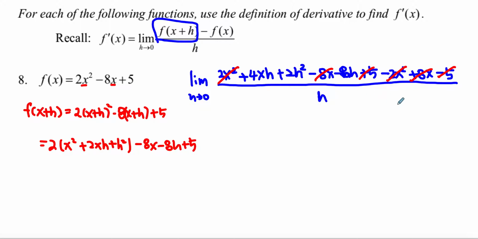So in case of polynomial functions such as this one, after you cancel them out, all the terms should have h in it. That's one way for you to check your work. Now then, if I have to rewrite this one, it will be equal to the limit as h approaches 0 for 4xh plus 2h squared minus 8h.